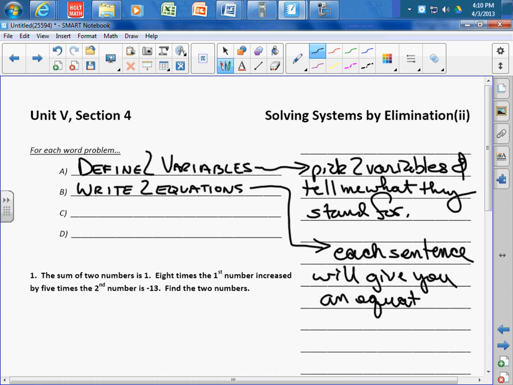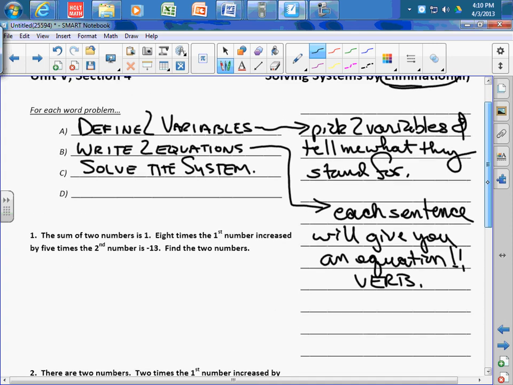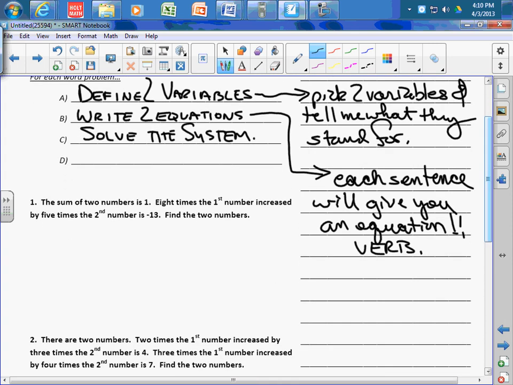Where do you find the equal sign? Right, the verb. Always be looking for the verb if you can. Then you're going to solve that system. We're either going to graph it, probably not. We don't have graph paper here. So you're either going to be using substitution or elimination. Since we're using elimination in this section, we'll probably be using elimination to solve these problems. And then always go back and make sure you answer the question.